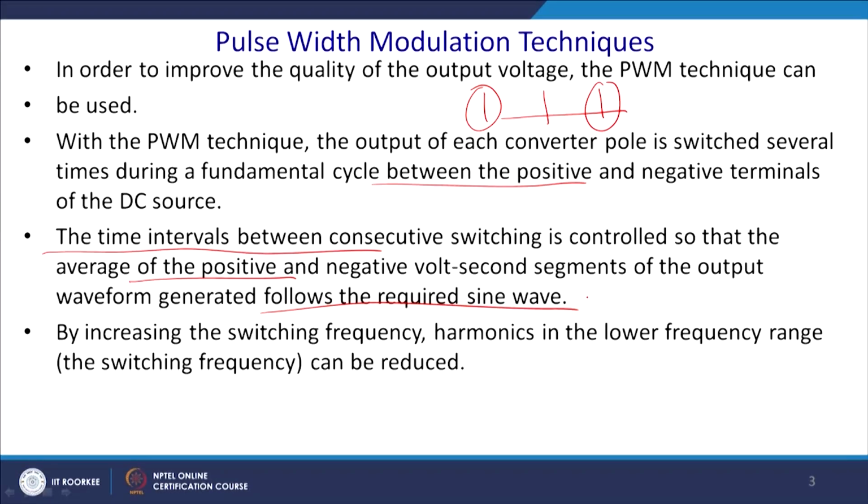By increasing the switching frequency, harmonics in the lower order frequency range can be reduced. Essentially, they are transferred to the higher frequency range, and ultimately the voltage harmonic remains the same, but the current harmonic is reduced drastically by the filtering effect of the power system, or the size of the inductor or the filter becomes smaller.